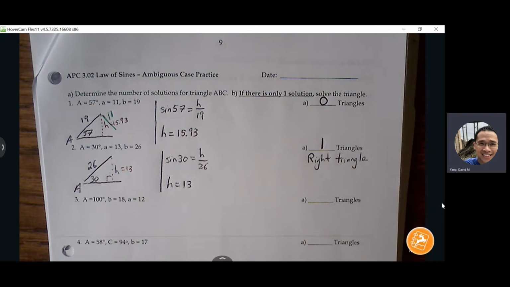Okay, so number 1 and 2, we're going to draw these triangles all the same way. We're going to get that angle to show up, get the side connected to that angle, and then we're going to draw up the vertical and get that vertical height. That vertical height is going to allow us to compare what's going to happen with that opposite side A.